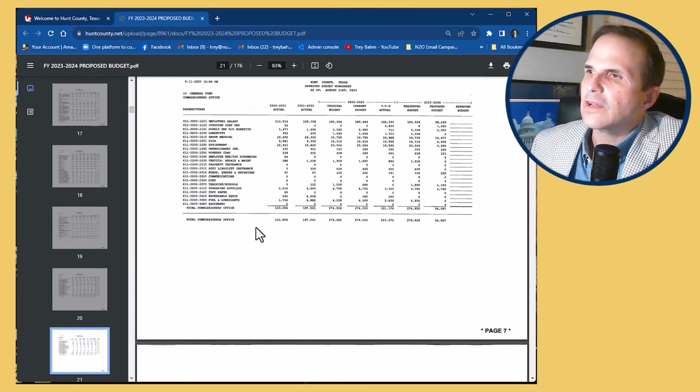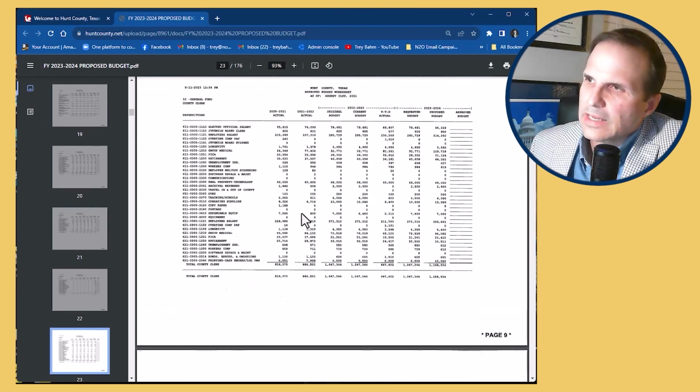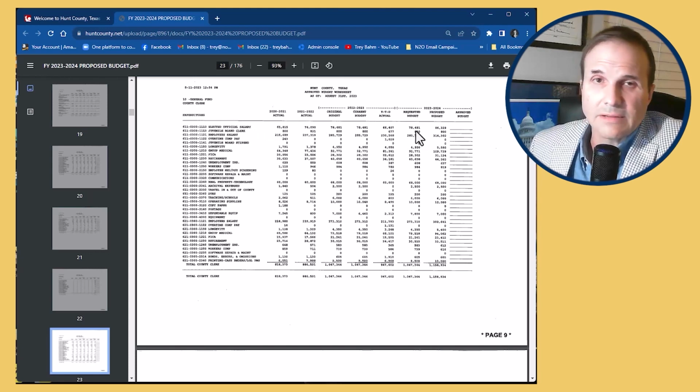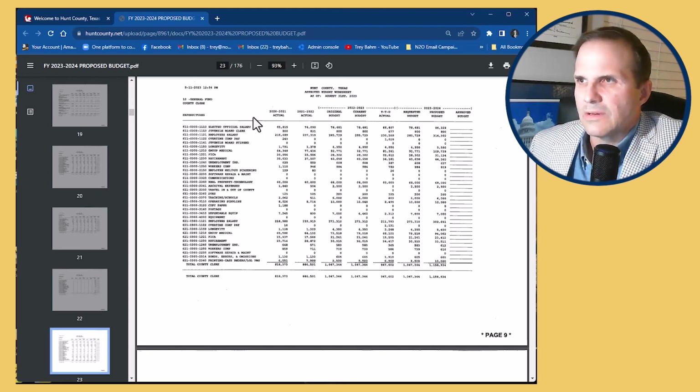So here's the county clerk. And there's number 1, elected official salary. And that's how much they're going to get paid in the next year. So that's where you can find that out. That's how you know. And there's how much it costs to run the department.